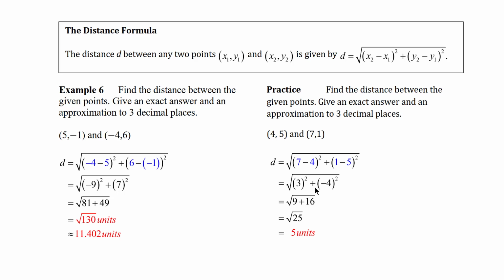Next, we simplify everything under the radical. 3 squared is 9, negative 4 squared is 16, and then we just add 9 plus 16, which is 25. So the result is the square root of 25. Next, we take the square root of 25, which is 5. So our final answer is 5 units.